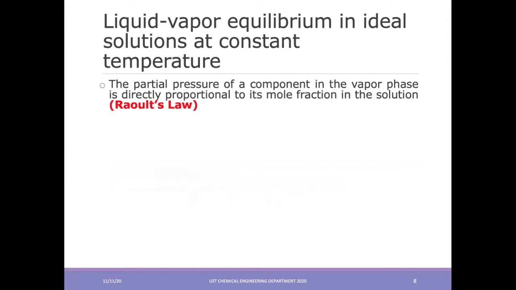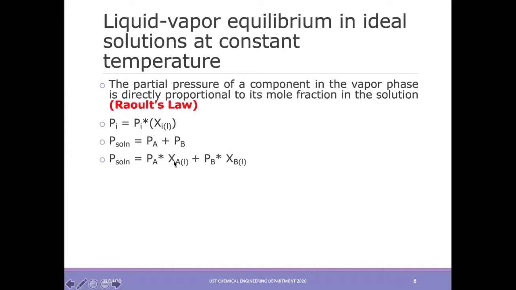Now, recalling Raoult's law, the partial pressure of a component in the vapor phase is directly proportional to its mole fraction in the solution. In terms of equation, partial pressure is equal to the product of the vapor pressure of that component multiplied by its mole fraction. You know that the total pressure is equal to the partial pressure of A plus the partial pressure of B if we have two components. Replacing in this equation the expressions for the partial vapor pressure of each component as stated in Raoult's law yields: total pressure of the solution is equal to the vapor pressure of A multiplied by the mole fraction of A, plus the mole fraction of B multiplied by its vapor pressure.